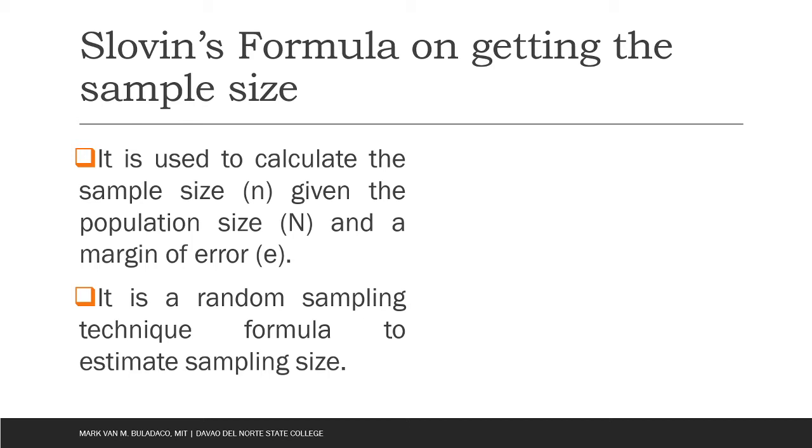Before we discuss the different types of probability sampling, we need to understand that you can get your sample size in many ways. One way is through the Slovin's formula. Slovin's formula is used to calculate the sample size, small letter n, given the population size, larger N, and a margin of error. It is a random sampling technique used in order to estimate the sample size.